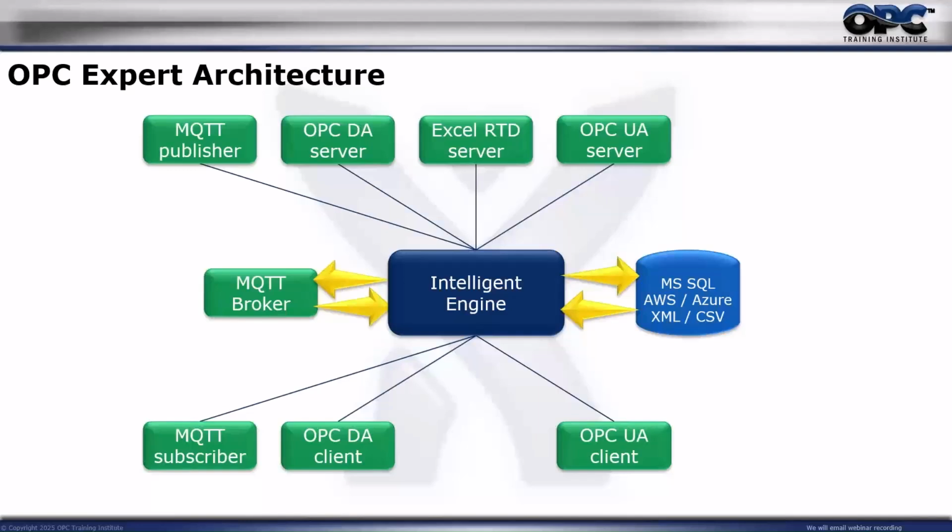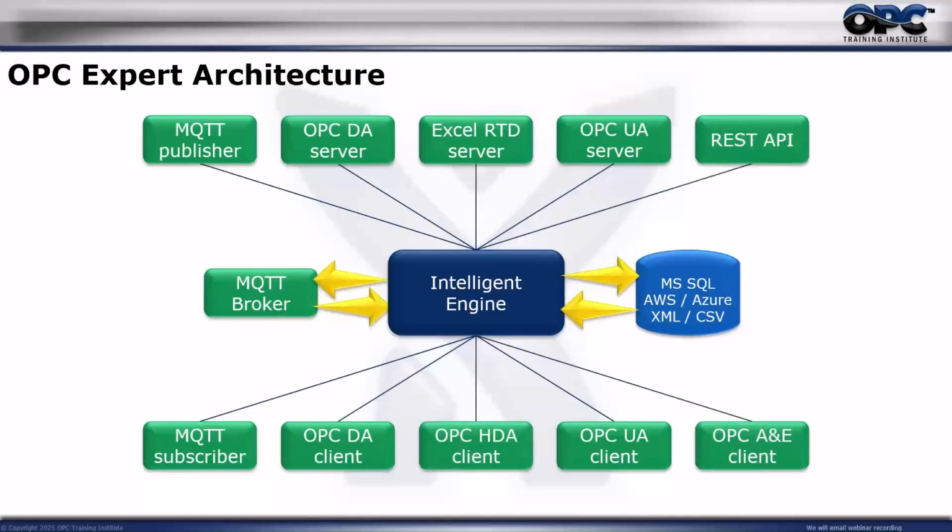You can send data to Microsoft SQL or all sorts of SQL databases, which I'll show in a little bit, to AWS, to Azure, keep it in XML or CSV. All of that is done. And there is the store and forward capability for all of this. Goes further, you can ingest data with OPC Classic HDA or OPC UA HA, or bring data in from OPC Alarms and Events, OPC Classic, or OPC Alarms and Conditions if you're using UA. And you can send information out via REST API, which I will show you in just a little bit.